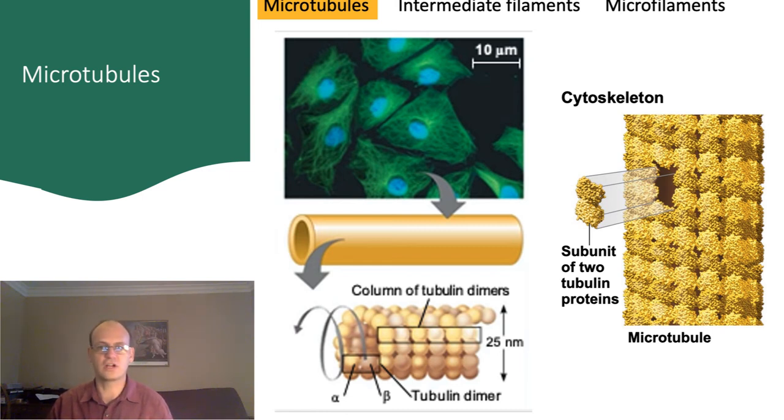Because of its construction with two different proteins, microtubules have polarity. That is, they have a plus end and a minus end. However, in this case, the plus and minus don't refer to charge. Rather, it simply refers to the end that polymerizes and depolymerizes most quickly. Both polymerization and depolymerization happen primarily at the plus end, although it does happen, albeit at a slower rate, at the minus end.